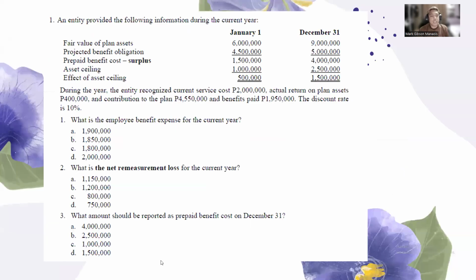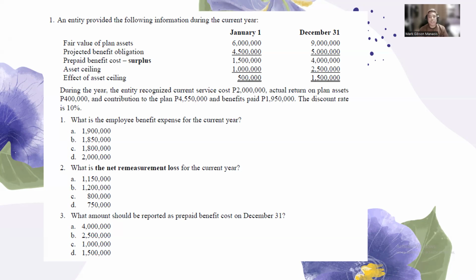Okay. Sige. Let's apply it to another sample problem, no? So the requirements are, number one, what is the employee benefit expense for the current year? So pansinin, no? What we're trying to do now is incorporate the past topics, the earlier topics that we have discussed, along with the new ones, no? So right now, we're talking about the asset ceiling, and then it will incorporate the employee benefit expense that we have discussed earlier, no? Number two, what is the net remeasurement loss for the current year?